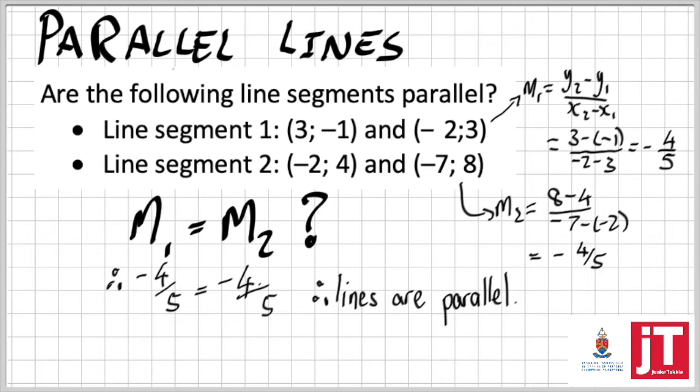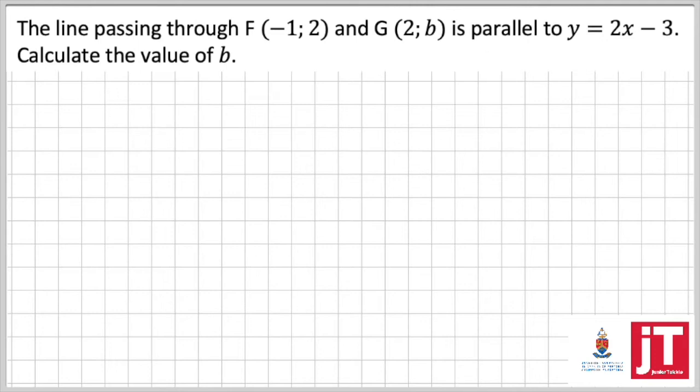So what if I give this to you? The line passing through F and G is parallel to y equals 2x minus 3. Calculate the value of B. Oh my goodness, this is a typical Mr. VG special, a nice exam type question. I want you to hit the pause button and try this one yourself.